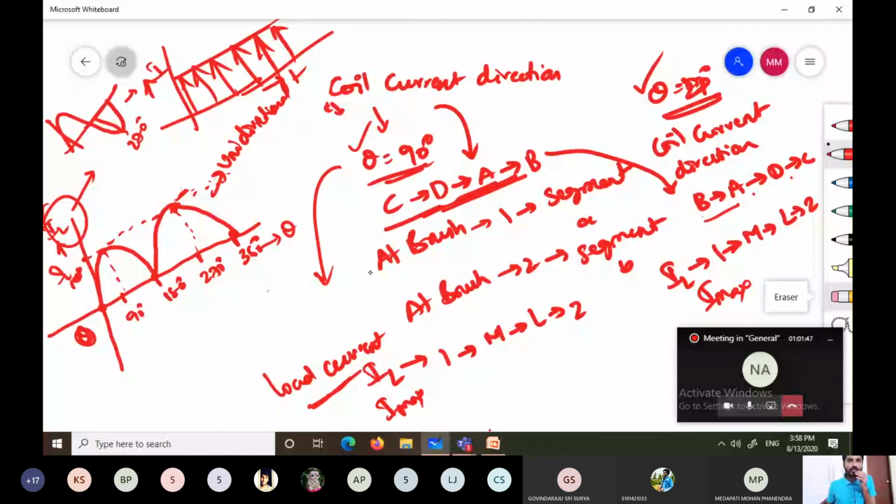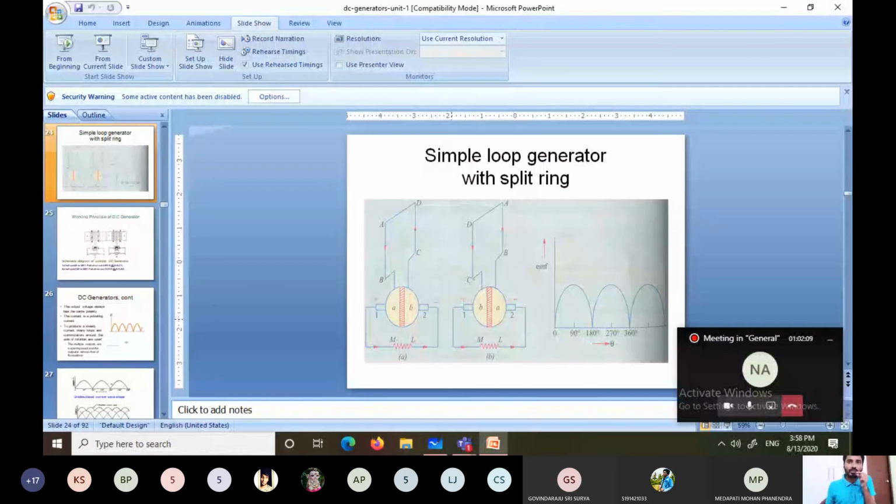This concept is called a simple loop generator. Remember that point: simple loop generator. It explains how, by taking a simple coil, we get a unidirectional current from an alternating current. That's why it is called a simple loop generator. So that is the explanation.